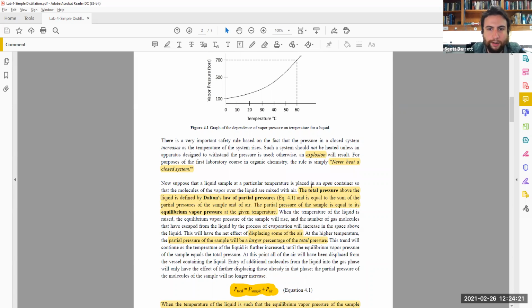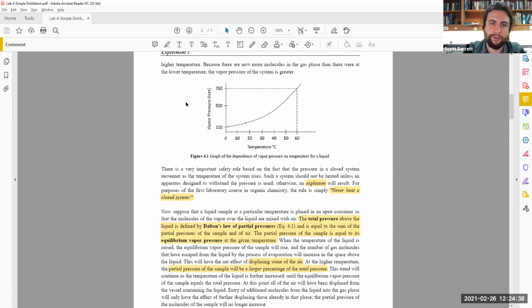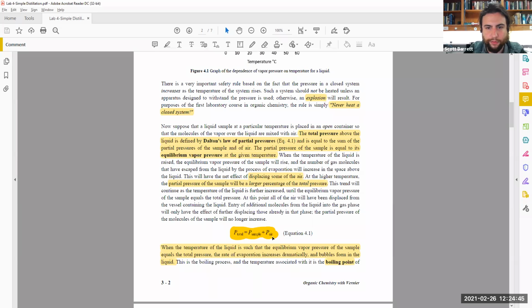So in this system here, the total pressure above the liquid is defined by Dalton's law of partial pressures, given within equation 4.1 here, and it is equal to the sum of the partial pressures of the sample and of air. The partial pressure of the sample is equal to its equilibrium vapor pressure at the given temperature. And so that is related up here to the pressure and the given temperature. As you can see by equation 4.1, the total pressure of a given system is equal to the pressure of the sample plus the pressure of the air within that given system.